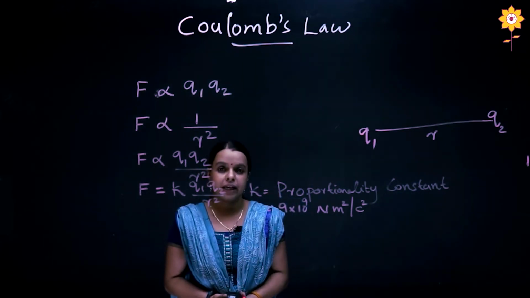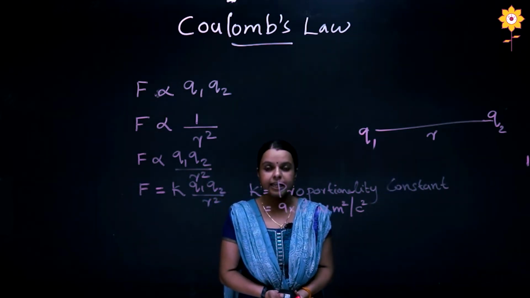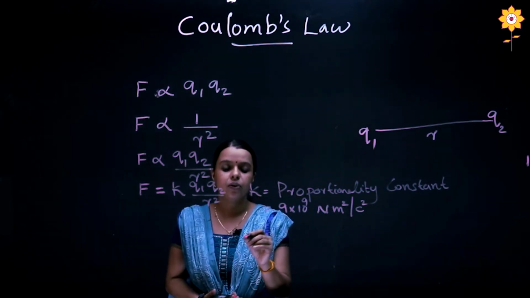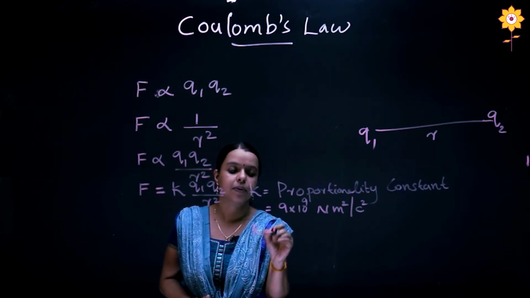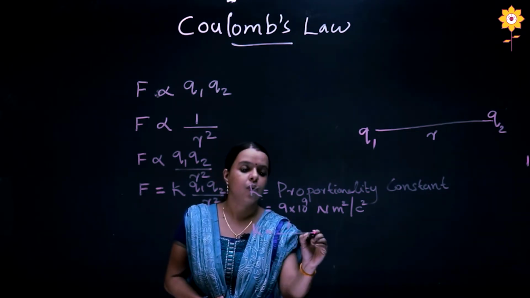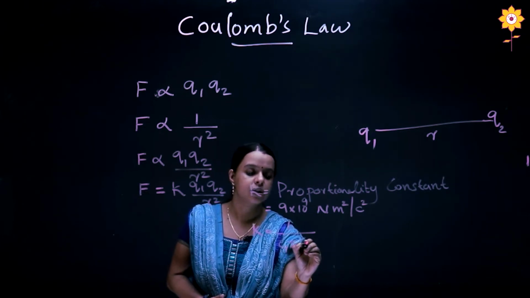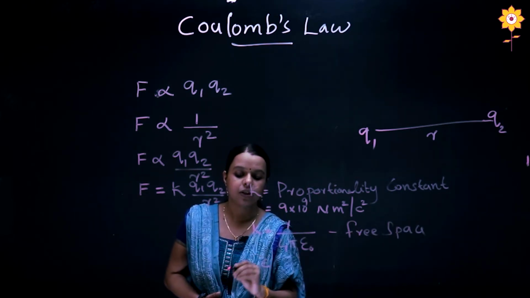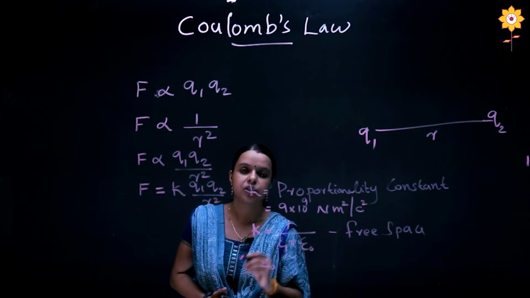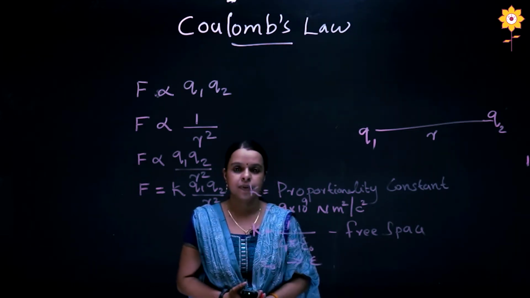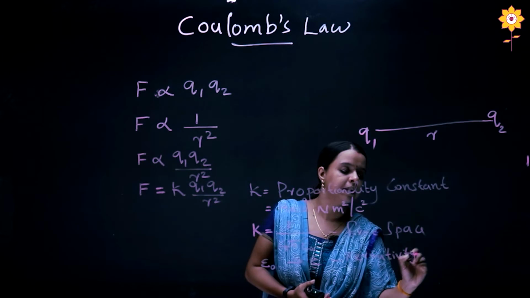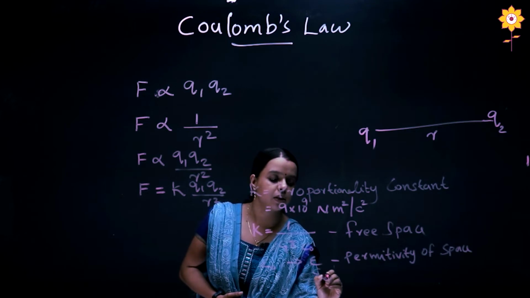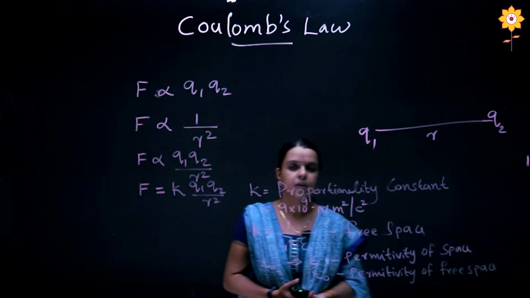If these two charges are placed in a dielectric medium, then the value of K will change. The value of K can be represented by K equals 1 by 4 pi epsilon 0 for free space. In a dielectric medium, epsilon 0 is changed into epsilon, where epsilon is called the permittivity of the medium, and epsilon 0 is called the permittivity of free space.